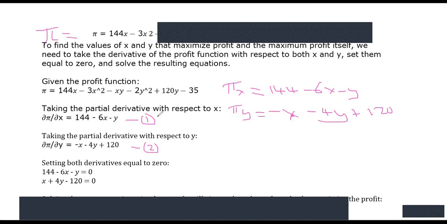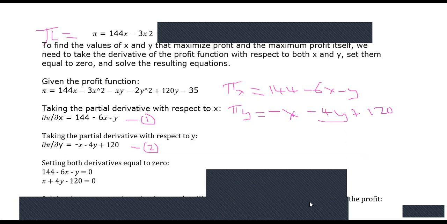Step 1, differentiate. Step 2, equate to 0. So these two equations, this one and that one, we equate them to 0. Then we're going to solve them simultaneously.